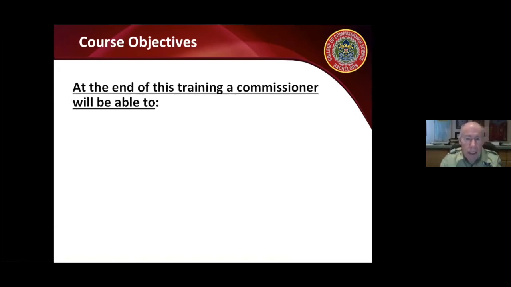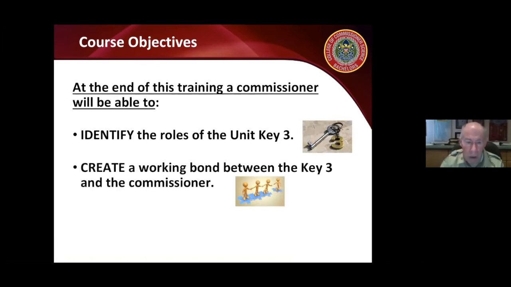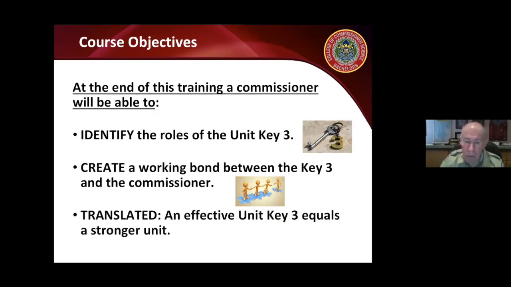At the end of this training, a commissioner will be able to do the following things, hopefully. Identify the roles of the unit Key 3. Who does what? And create a working bond between the Key 3 and the commissioner. What we want to be able to do here is have an effective unit Key 3, because when that unit Key 3 is effective, the unit itself is stronger.